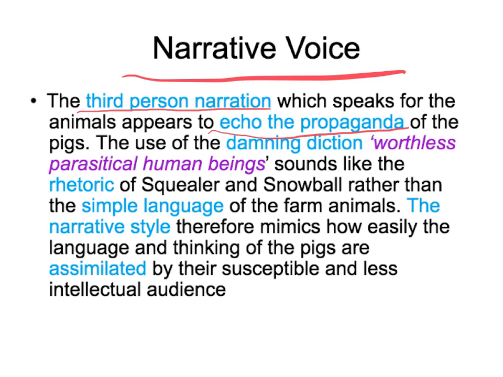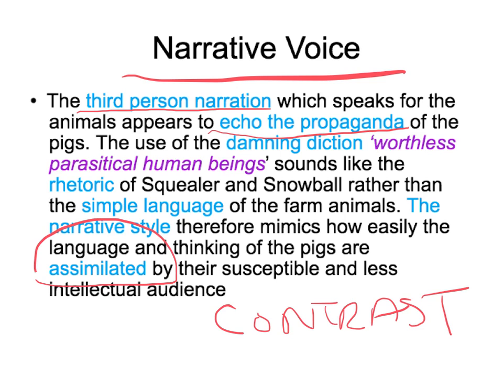So what you have to remember is that there's this contrast between what the animals know and what you, the reader, knows. And that's called dramatic irony. So, for example, here, the rhetoric of Squealer and Snowball is something that the animals just soak up. Their narrative style mimics how easily language and the thinking of the pigs are, and that word that we had before, assimilated.